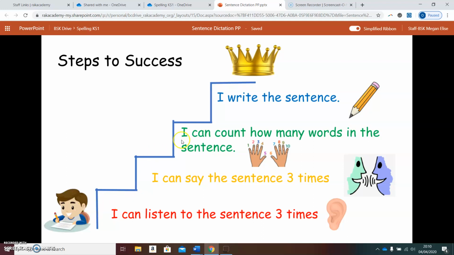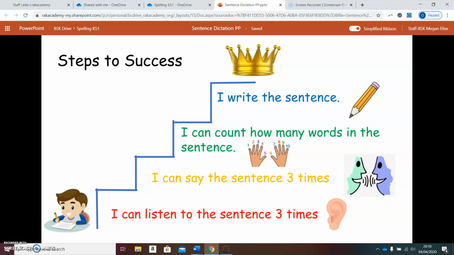There are 4 steps, as you can see. All these are going to help you. So, step 1 is I can listen to the sentence 3 times. What that means is I'm going to say the sentence 3 times. You need to listen to the sentence every time really carefully.